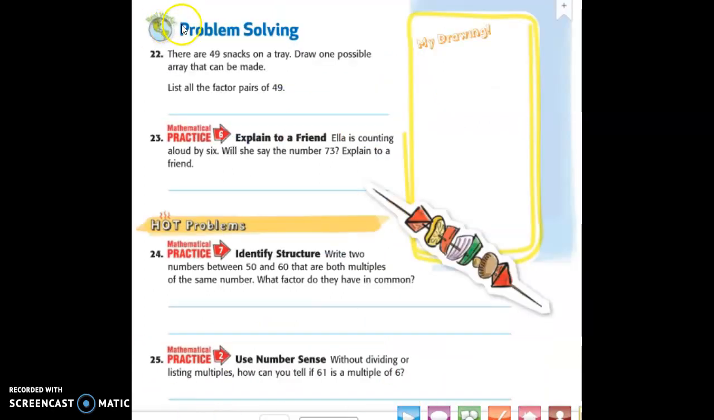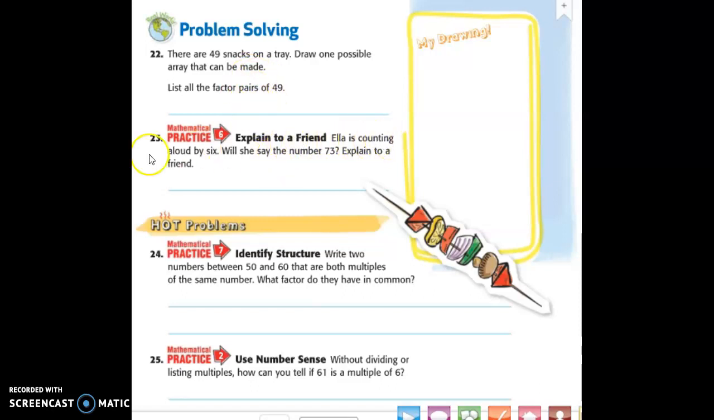And before I let you go, I wanted to show you some of the problem solving. There are 49 snacks on a tray. Draw one possible array that can be made. This problem refers directly back to example 1. So it's what are the factor pairs that get to 49. It doesn't ask you to draw the picture this time, so all you need to do is find all the factor pairs. And if you're still stuck, go back to example 1.